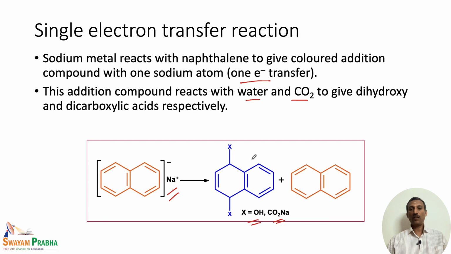Here this is simply a disproportionation reaction. In other words, two molecules of this compound react with either water or carbon dioxide, giving one product where both the hydrogen or the CO2 groups are attached to one of the rings, and the other molecule leads to the formation of the starting material, that is naphthalene, as the final product. So this is a nice example of a disproportionation or redox reaction. One substrate undergoes oxidation, another substrate undergoes reduction.